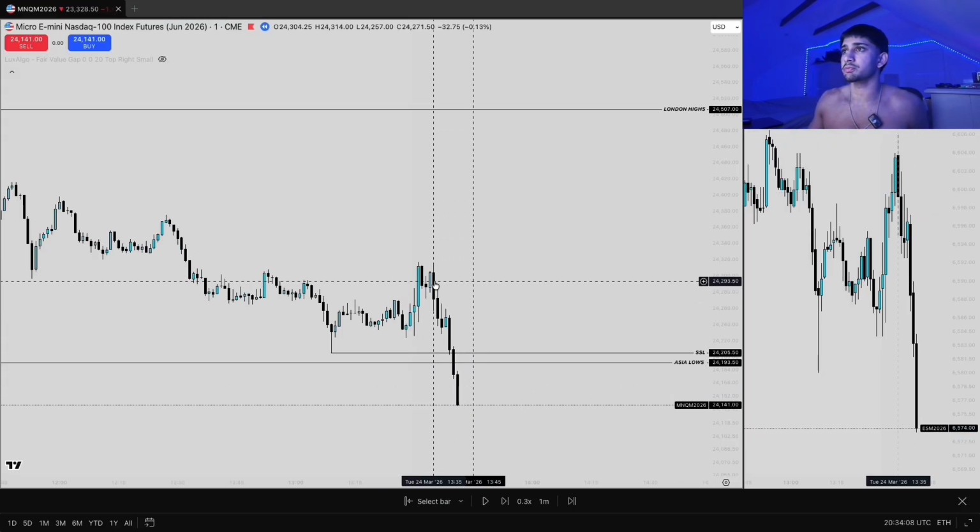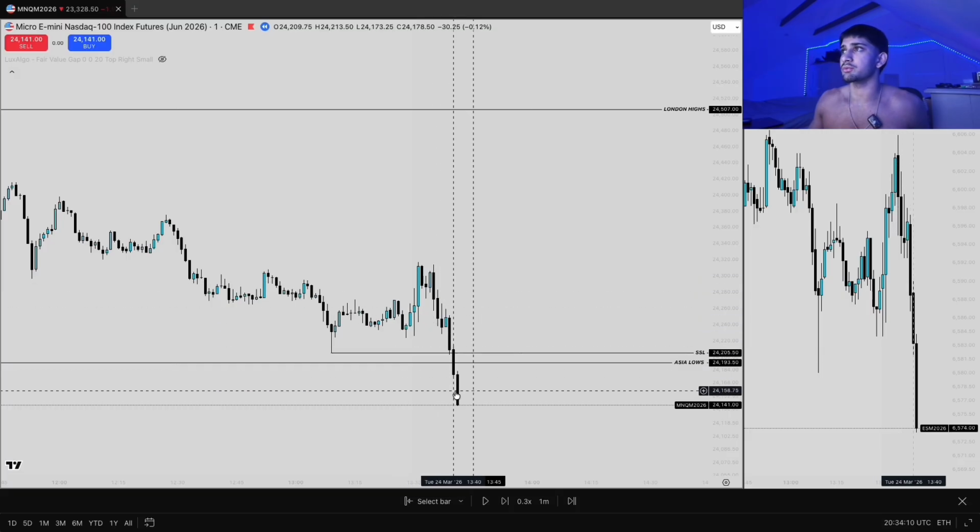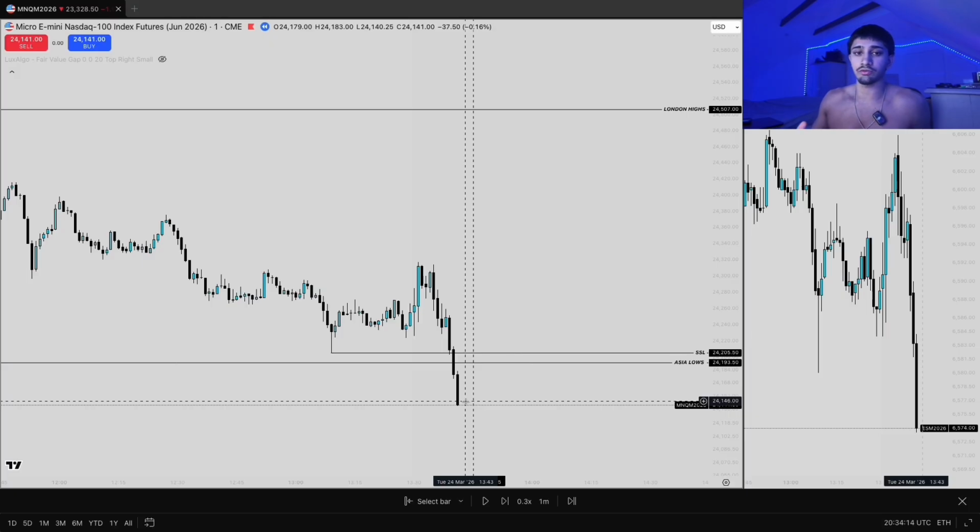We can see from the New York Open, prices dumped, and we've taken out all key points of sell side. So from this point, you would instantly be looking to anticipate longs.